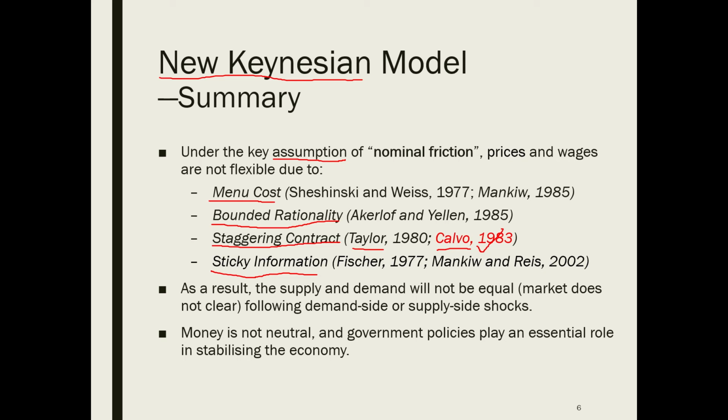And the Calvo model wins this competition. Most new Keynesian models adopt the Calvo contract as the model of nominal friction. But no matter which model you choose to model the nominal friction, a common conclusion of all new Keynesian models is that markets do not clear, because the rigid price or wage cannot adjust freely to make the supply equal to demand when there are shocks. Therefore, money is not neutral, and monetary policy can play an essential role in stabilizing the economy.